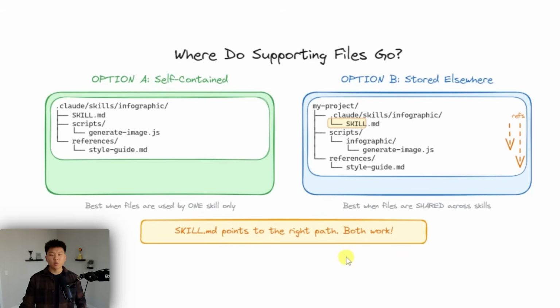So first option is to have it self-contained. So in your .claude/skills/skill name, you can have the skill.md, you can have your scripts right there, and you can have your references right there. Or option B is that they're not directly nested right under that skill. So here we have .claude/skills/infographic and the skill.md, and we still have our scripts and our references in the same project, but it's just not nested directly under that skill. And so I know that might have made no sense. So let me show you exactly what I mean by that.